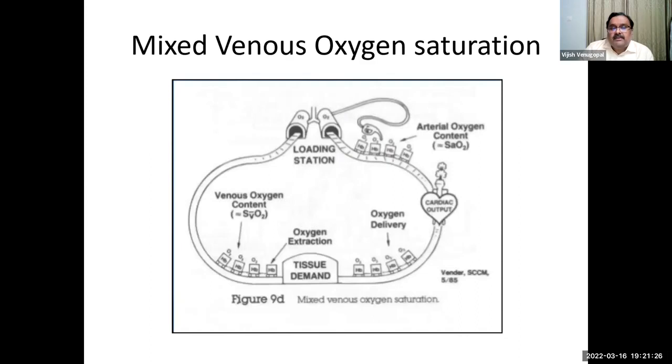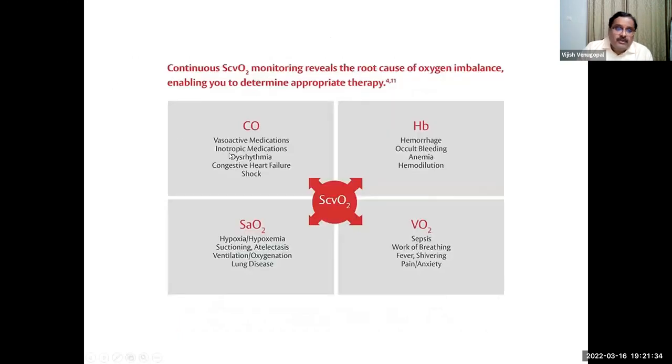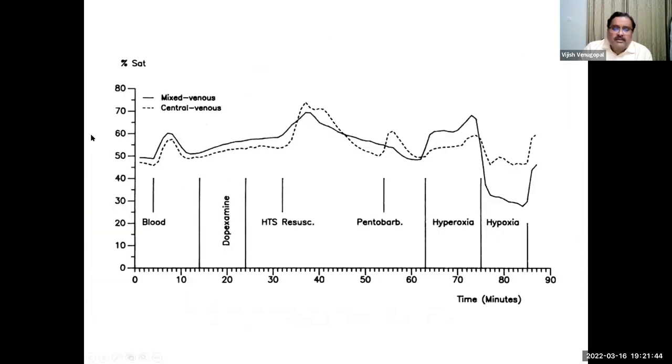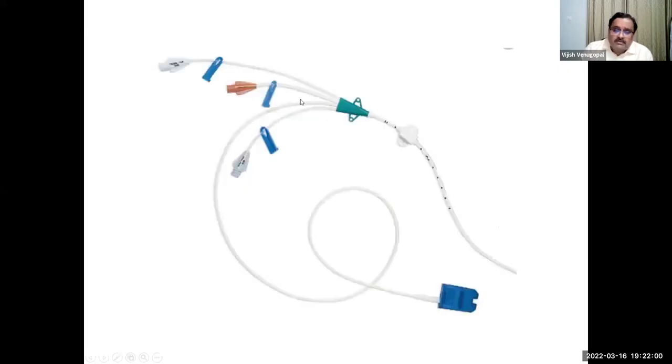The next important variable that you can detect is the mixed venous oxygen saturation. The mixed venous oxygen saturation is dependent on the cardiac output, hemoglobin, the oxygen consumption and the oxygen saturation. A value of around 60 to 70 is normal. It has been shown that the central venous and the mixed venous saturation go together. So instead of using the mixed venous, you can correlate it with your central venous saturation, and you have catheters for that. That is the PreSep catheter.